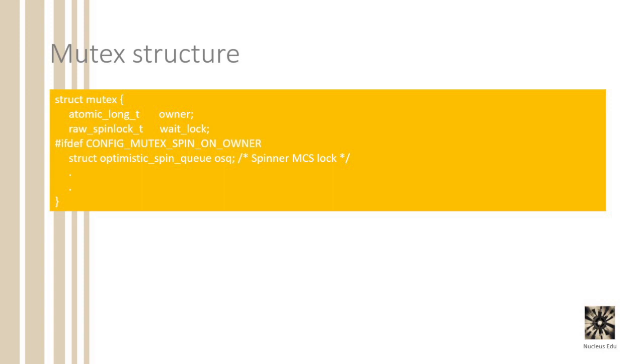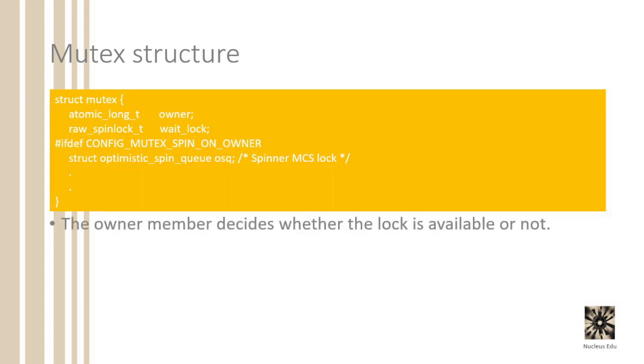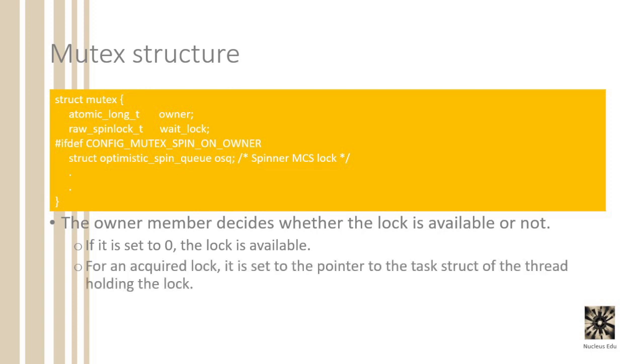So the important member to see right here is the owner, which is basically the member that decides whether the lock is available or not. So how does it do that? If it is set to 0, that means the lock is available, and for an acquired lock, it is set to the pointer to the task struct of the thread holding the lock. And this actually creates a sense of ownership, where you can find out who's holding the mutex by using this owner member of the structure.